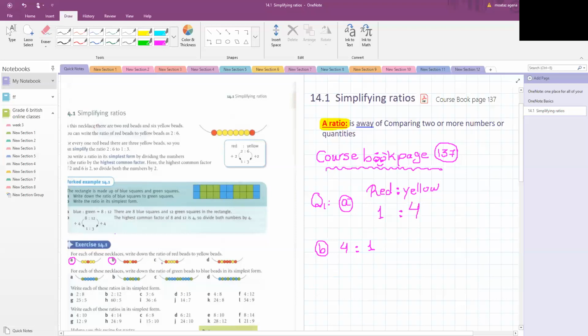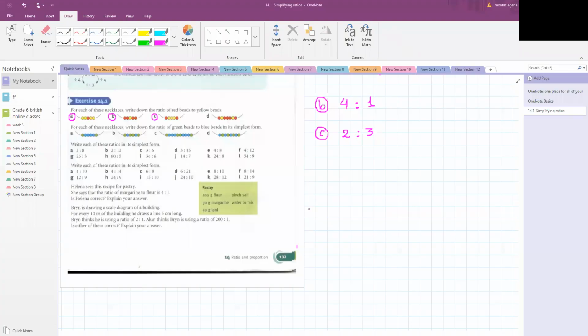Okay. Next question, C, for example. First, I have to start with red because he said write the ratio of red beads to yellow beads. So how many red beads do we have here? Who will tell me? Yes, I have 2. So I write 2. How many yellow beads do we have? Yes, we have 3. So you will write 2 to 3.